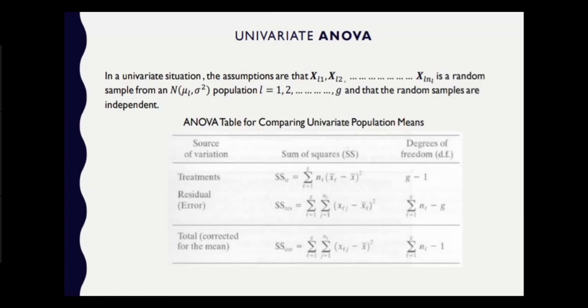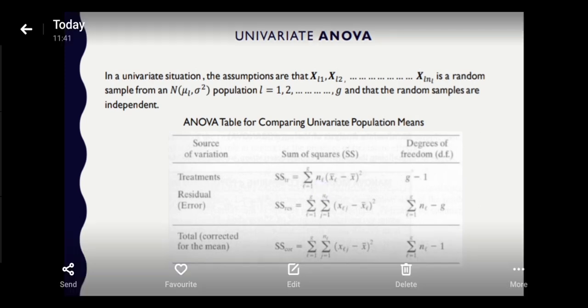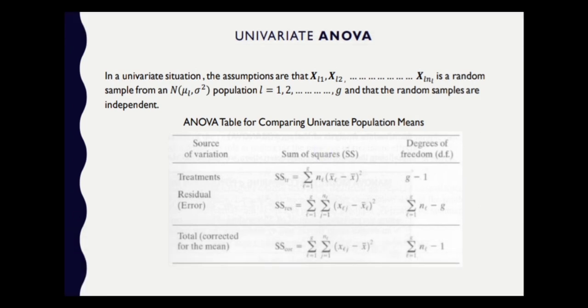Okay, Assalamualaikum. Today we continue with comparing several multivariate population means, which is the one-way ANOVA. In your textbook, you can refer to page 296. From the previous lesson, you have learned how to compare the mean multivariate for two populations. Right? You can use the test and also the confidence interval.